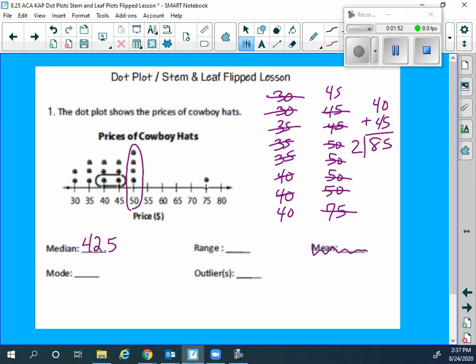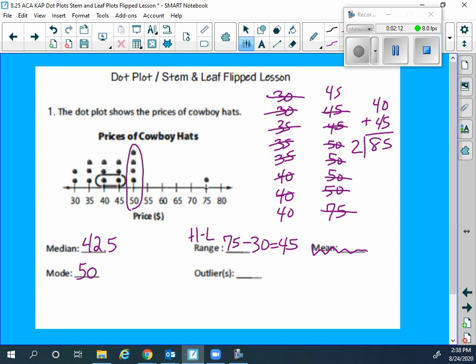Okay, to get the mode, that means the one that is there the most often, the one that is appearing the most. You're looking for the tallest amount of dots, which would be 50. The range, remember, we're going to do high minus low, so that would be 80, no, not 80, sorry, 75 minus 30, which is 45.